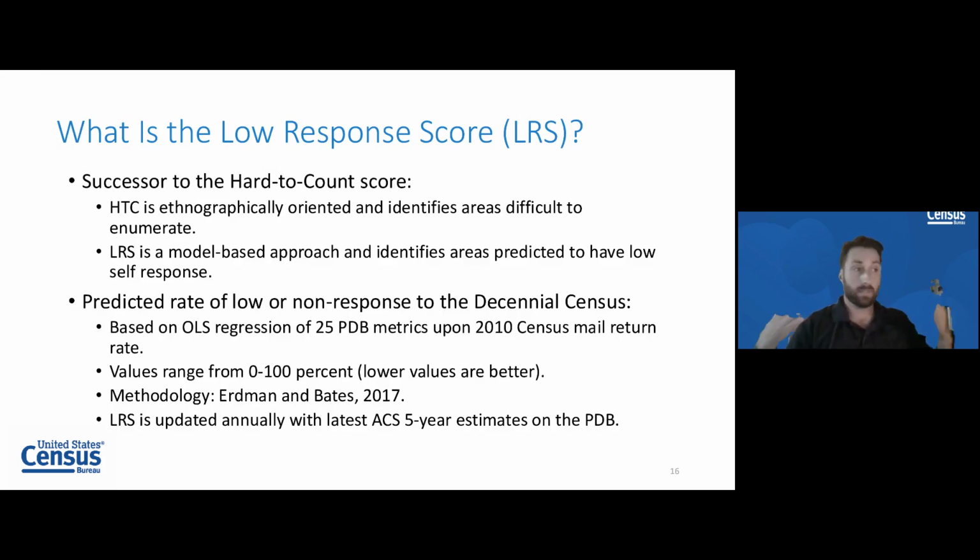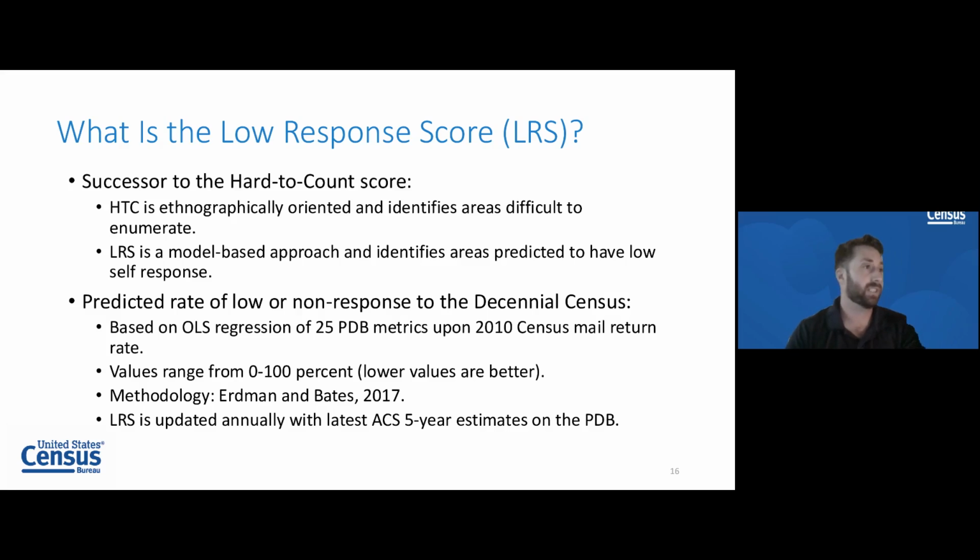And then finally, the big selling point for the planning database is the low response score. As mentioned, this is the successor to the hard to count score, which is more ethnographically oriented and identifies areas difficult to enumerate. But the LRS is a model-based approach, and it identifies areas predicted to have low self-response, specifically predicted rate of low or non-response to the decennial census.